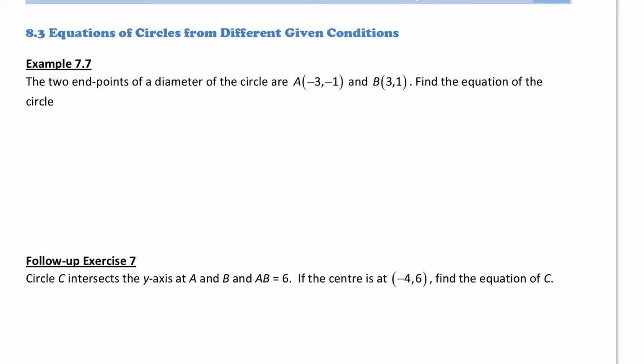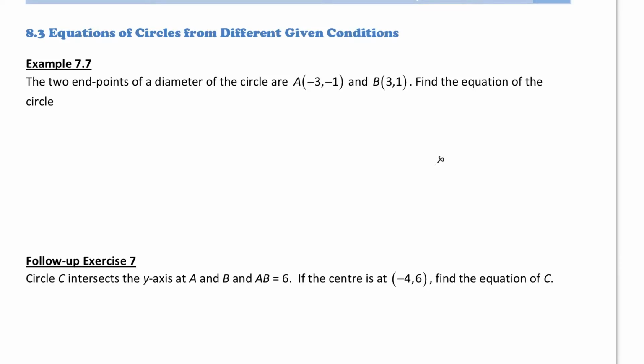Example 7.7. In the lesson, I have already introduced another method to find the equation of a circle if we know the two endpoints of the diameter, A and B, the coordinates of the diameter. Then we have another method. But the basic method, remember, if we want to find the equation of a circle, the basic idea is you need to find the center and the radius.